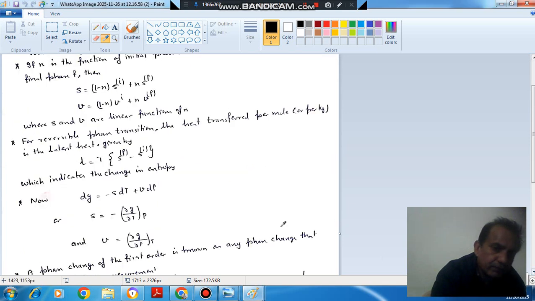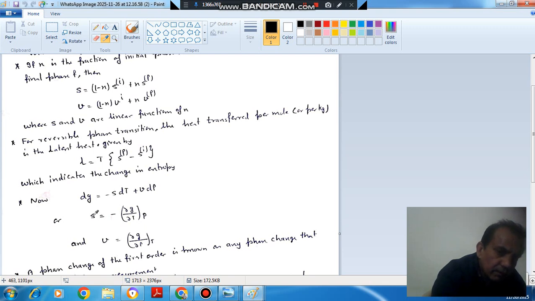Now we will take the change of Gibbs function. The formula is dG equals minus S dT plus V dP. If we keep the pressure constant, then the second term will be 0, so the entropy will be equal to minus ∂G by ∂T at constant P. Similarly, if we keep the temperature constant, then the first term will be 0, and V is ∂G by ∂P at constant T.